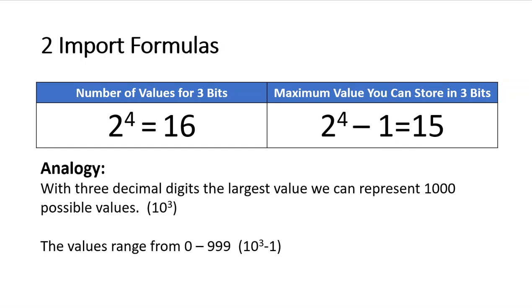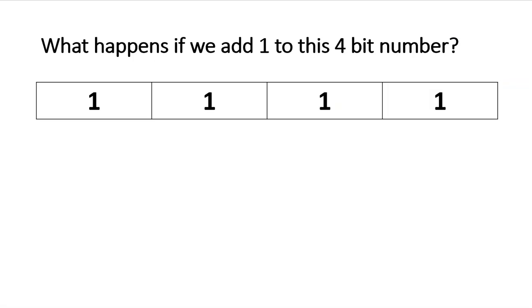So 2 to the n minus 1, important formula to remember. What's the largest number you can store in a given number of bits? 2 to the n minus 1, where n is the number of bits. All right. Here's a 4-bit binary number. What happens if I add 1 to this?